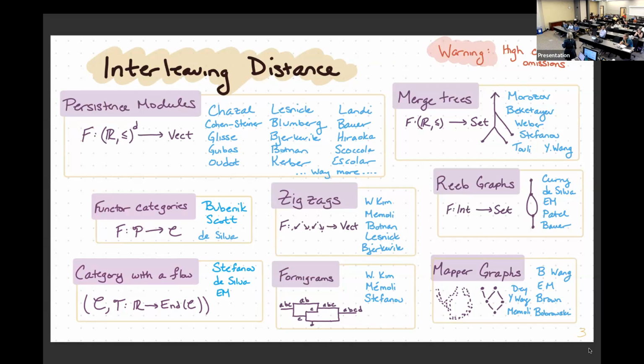I've done a bunch of stuff thinking about this related to Reeb graphs. The most closely related one would be things like formograms. But for what I'm going to talk about today, I'm going to think about things that are closer to a mapper graph style approximation, some sort of discretized version of all of my information where I can come up with interleaving distances.